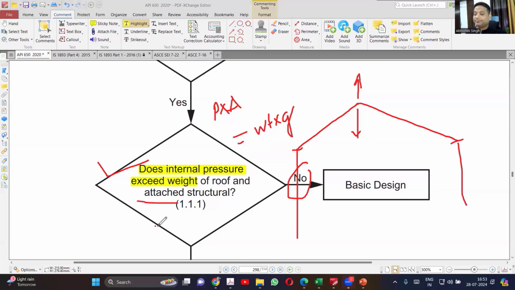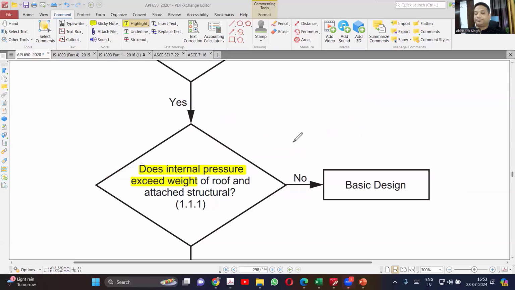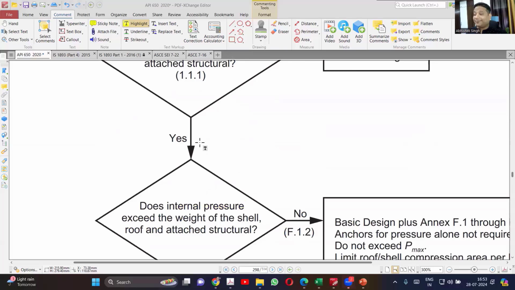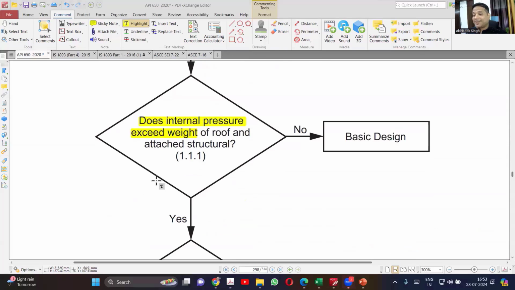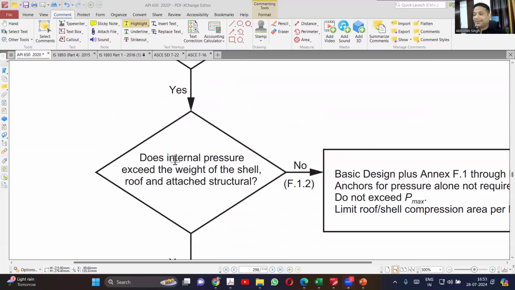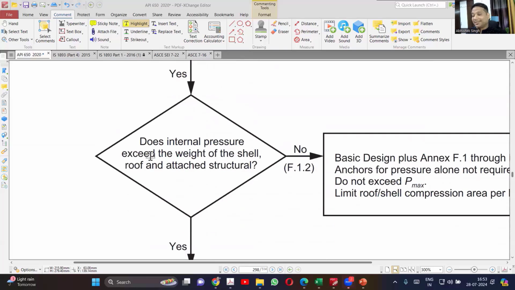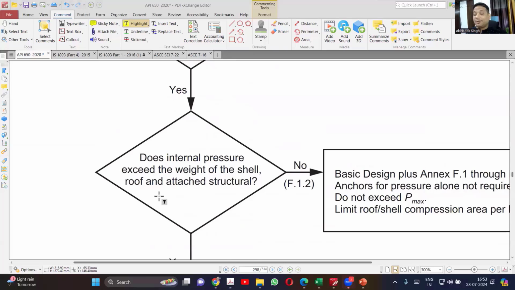How will you do the checking? So if the internal pressure is not exceeding the weight of the roof, in that case, basic design you can do. There is no additional calculation required. But now, what if the answer is yes? Internal pressure is exceeding the weight of the roof. In that case, you'll be moving to the next step. Now you'll be checking what?